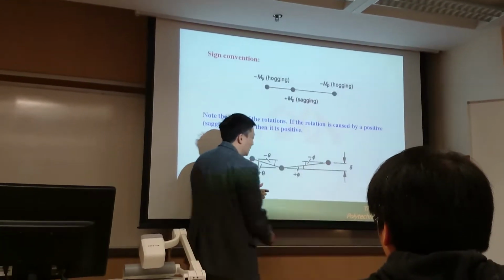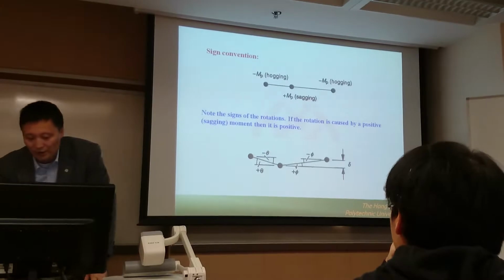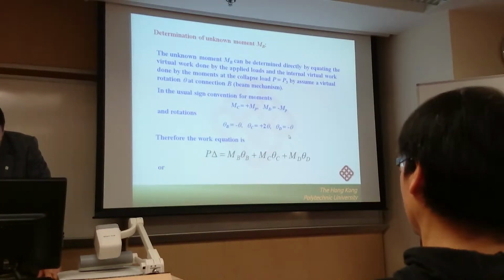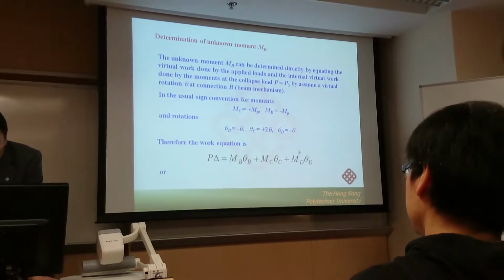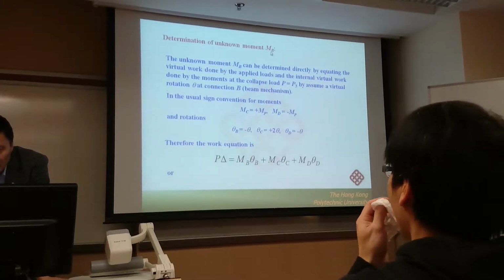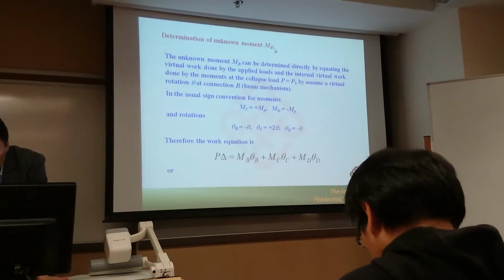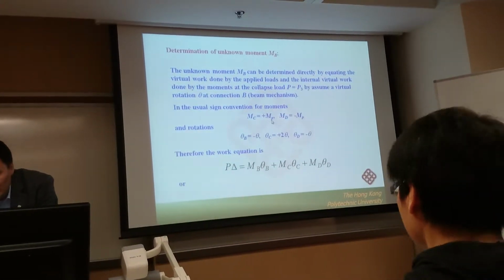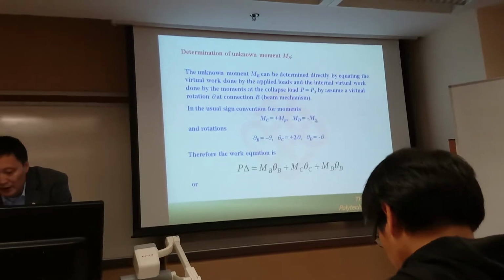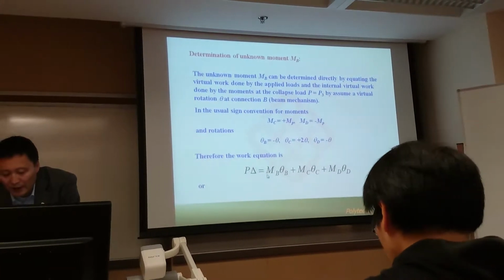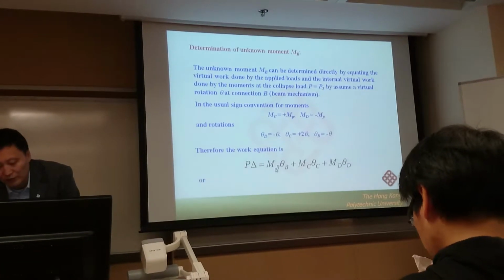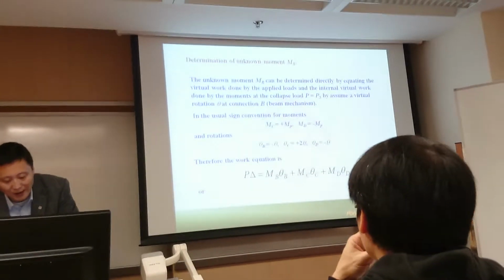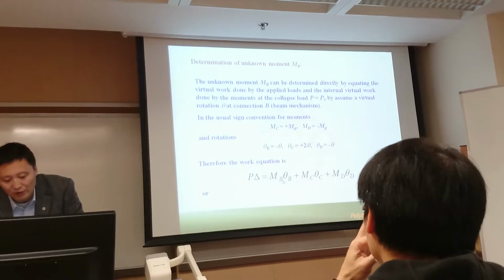Then we can calculate the work done by the external force, as well as the work done by the internal force. So if you want to calculate the moment at point B, MC is equal to positive MP, and MD is equal to negative MP. And MB is unknown. We don't know the value of MB, and also we don't know the direction of MB, but don't worry about that.